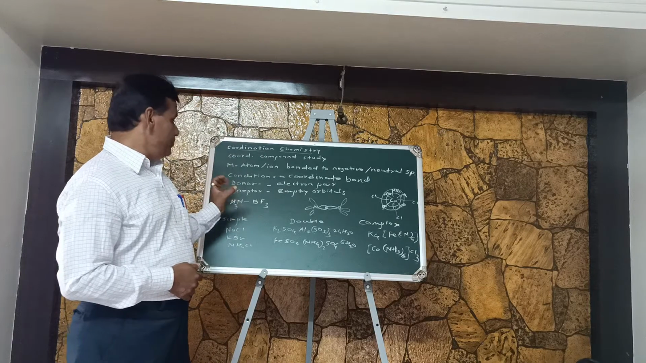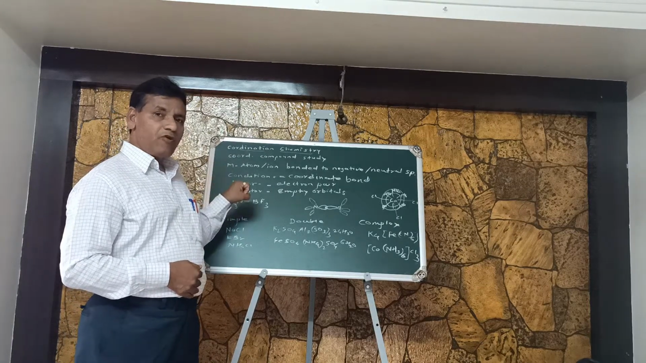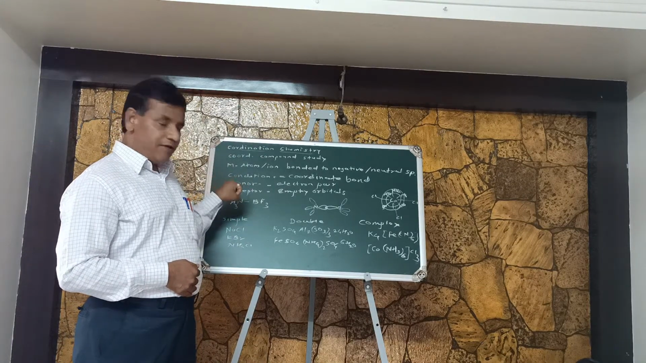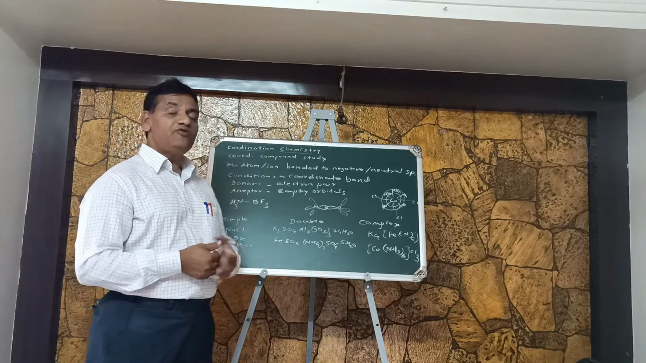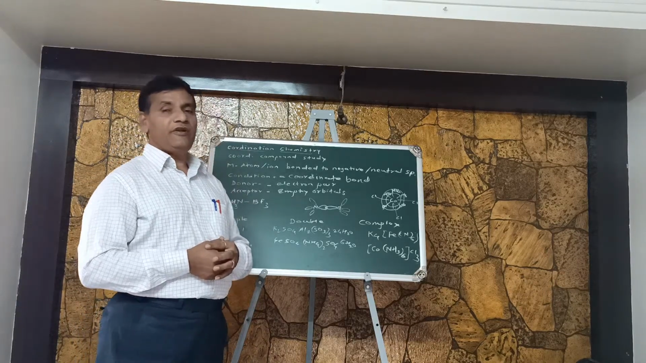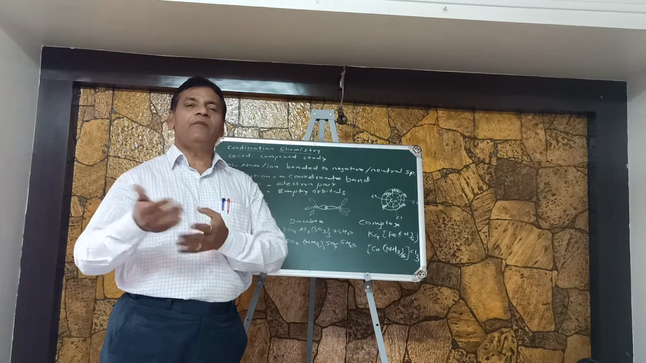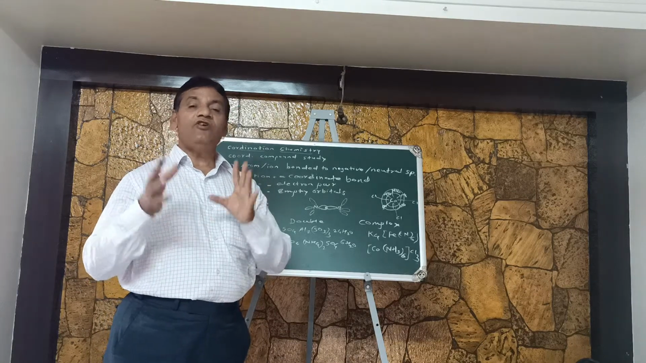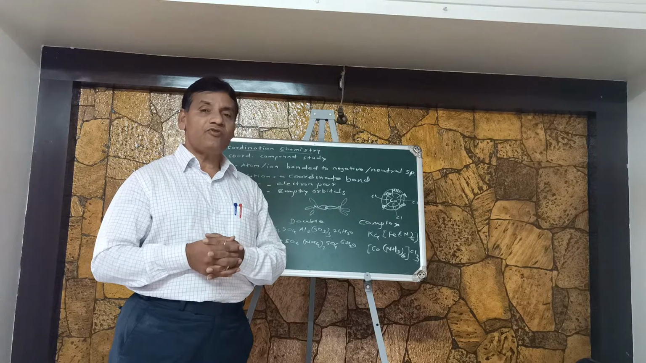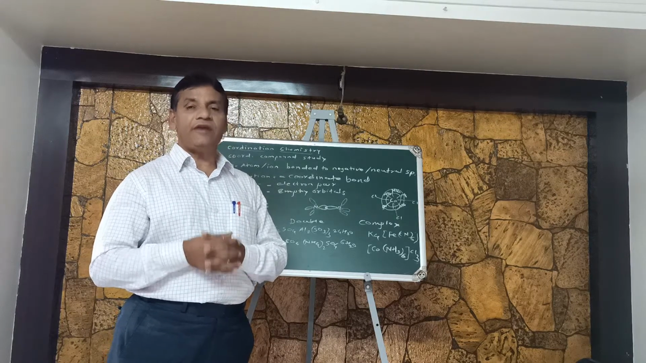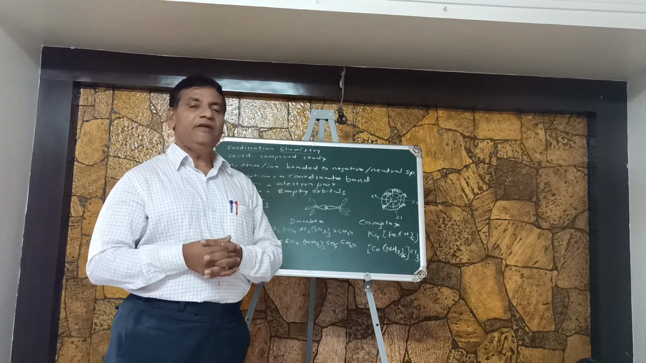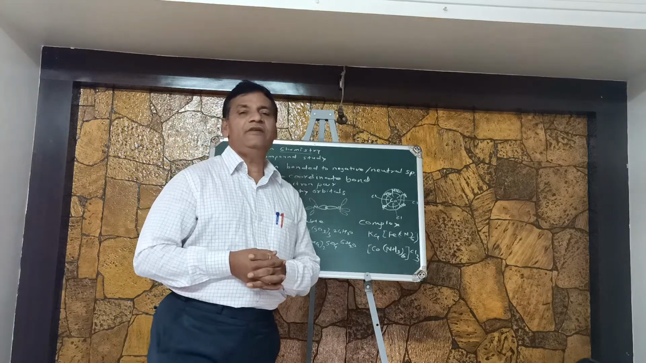Because of the presence of an electron pair on an atom, it is possible to form a coordinate bond. Because of the coordinate bond formation, complex compounds are formed, and the study of such complex compounds is called coordination chemistry. Okay, so the remaining part we will see in the next lecture.